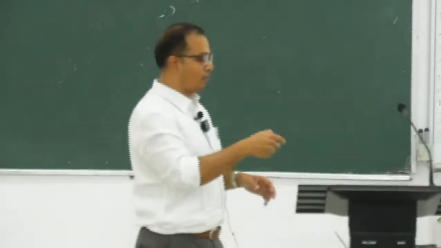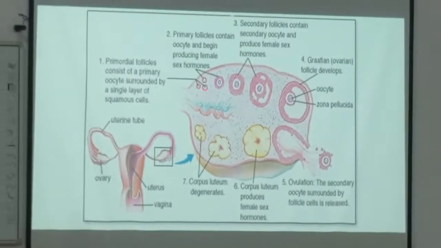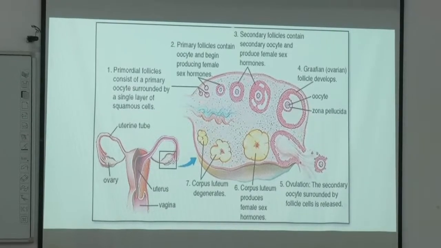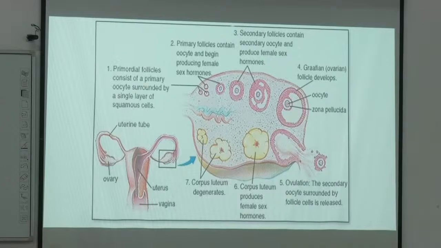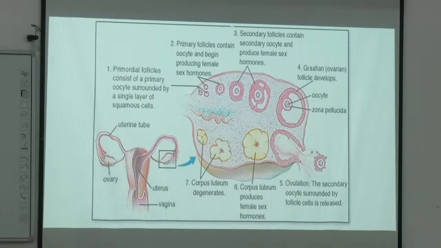So this is an ovary which you're seeing here cut through. And these are the follicles, that means these primordial cells. Surrounding these follicles, we have the ovum and these cells which we call follicular cells. Now we see that with time progression, this follicular cell and the ovum grow. So this phase, we call the follicular phase, which is taking place.